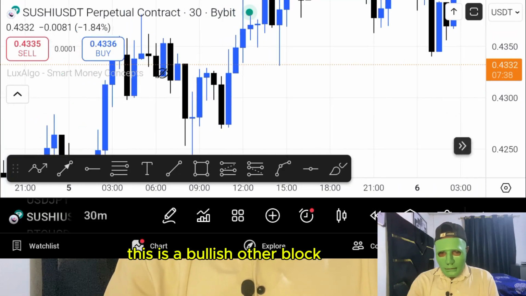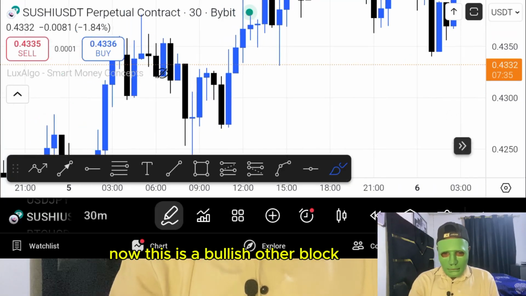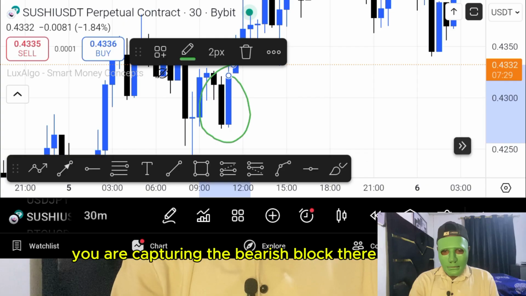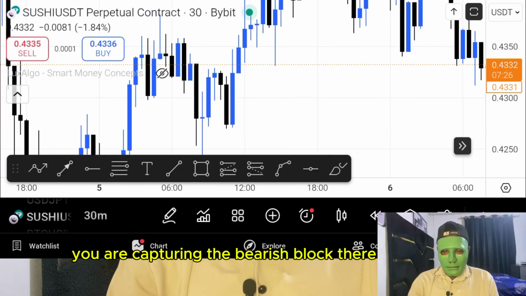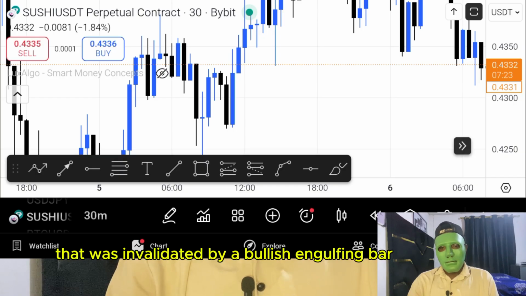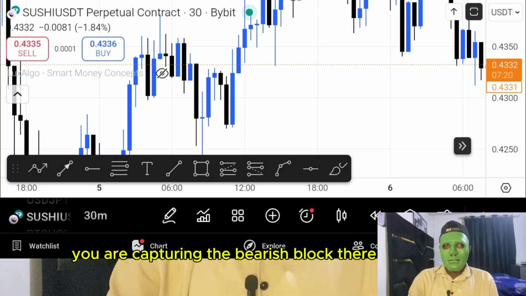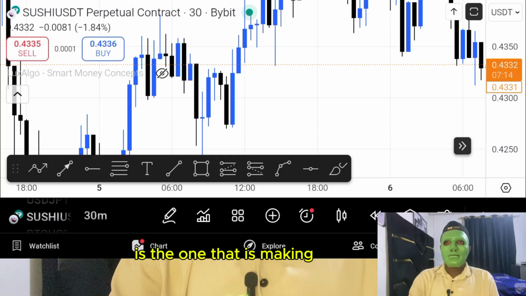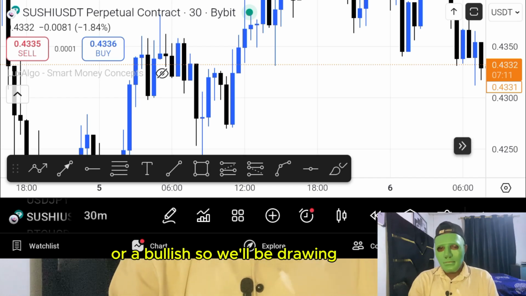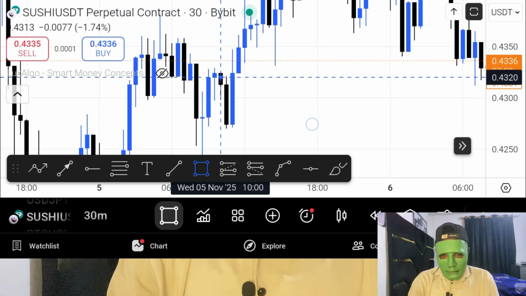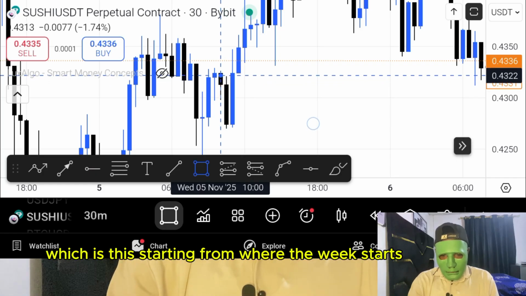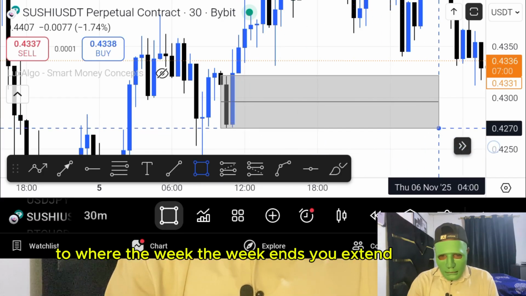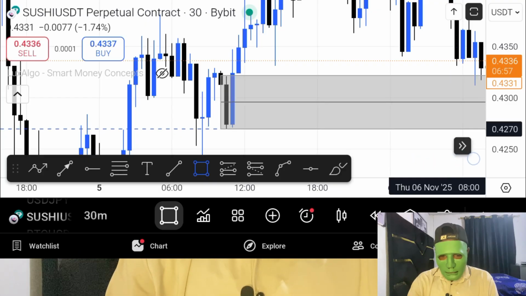This is a bullish order block now. Remember what you are drawing. You are capturing the bearish block there that was invalidated by a bullish engulfing bar. The one that was invalidated is the one you are dealing with, but the one that invalidates is the one that makes you understand that this is bearish or bullish. So we'll be capturing the one that was invalidated, starting from where the wick starts to where the wick ends. To where the wick ends, you extend.